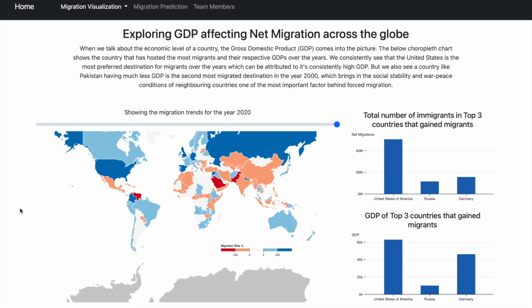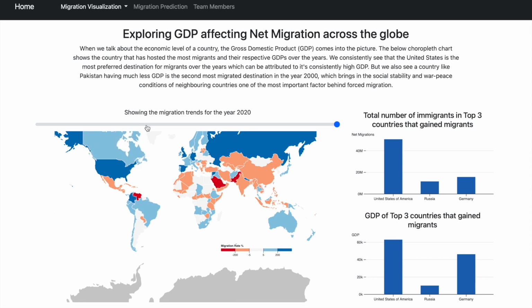Continuing with the topic of high income regions, GDP is also a factor which can affect migration. Over here in the chart, we can see the blue regions which have accepted net positive migrants, and red regions which have lost people to migration. USA, Russia, and Germany have ranked top 3 amongst the countries which have gained more migrants than they have lost. And we can also see that USA and Germany have quite high GDP, and Russia not so much.